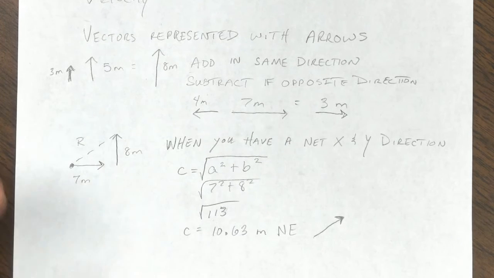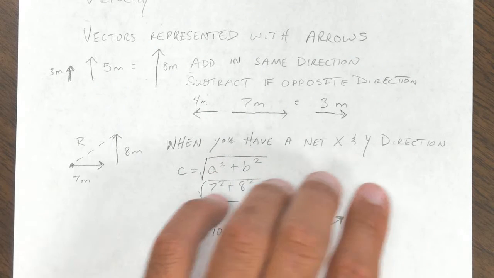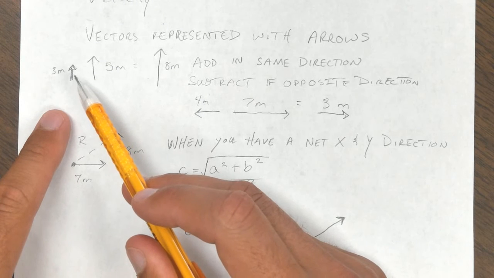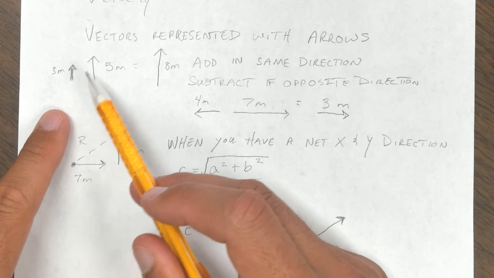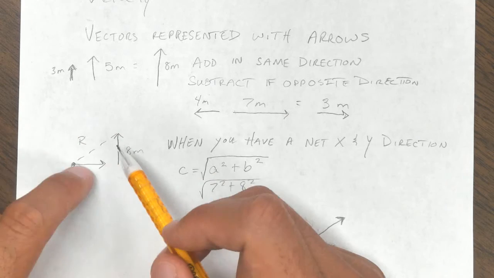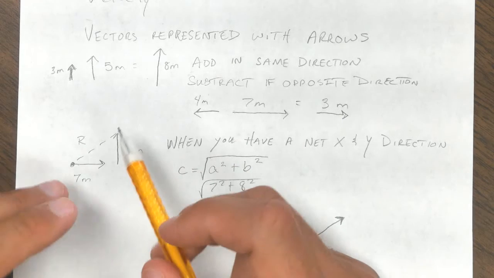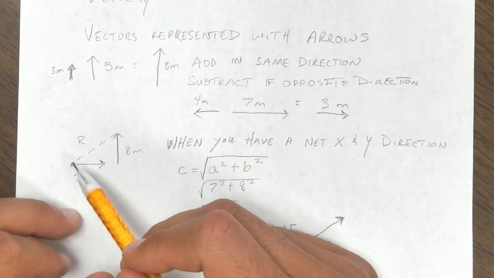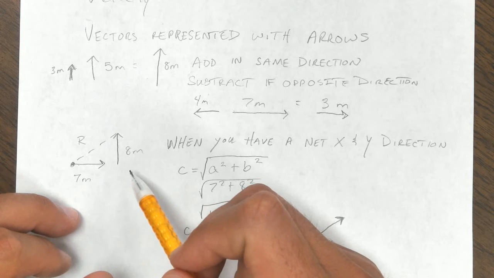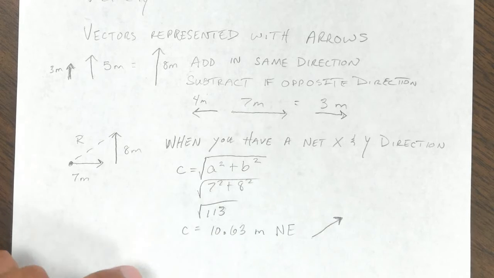Now, what happens when you have more than one? Basically when you have a net x and y direction. If you simplified everything, with same directions you add them, opposite directions you subtract, and you wind up with more than one resultant, that can't happen. A resultant is one vector. So let's say you had 7 meters to the right, 8 meters north. You can't add those or subtract them. You have to use this equation.